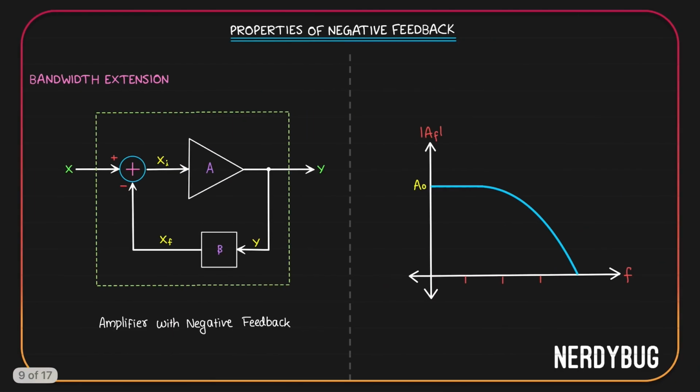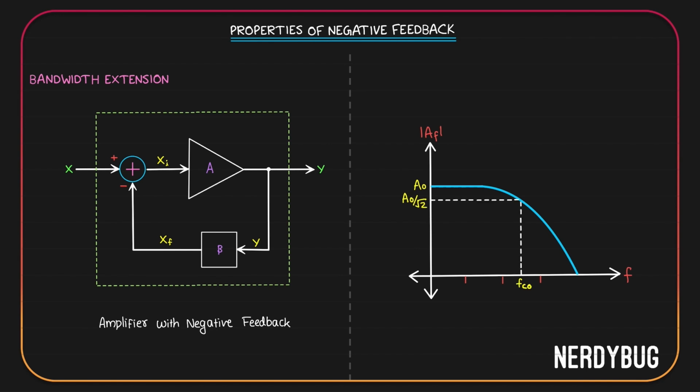Let's visualize this using a graph. I have plotted gain of an amplifier as a function of frequency. For very low frequencies, it is almost constant and then it starts decreasing. Maximum gain is A0. We know cutoff frequency is the frequency of the input at which gain becomes 1 by root 2 times that of the maximum. Let us plot cutoff frequency.